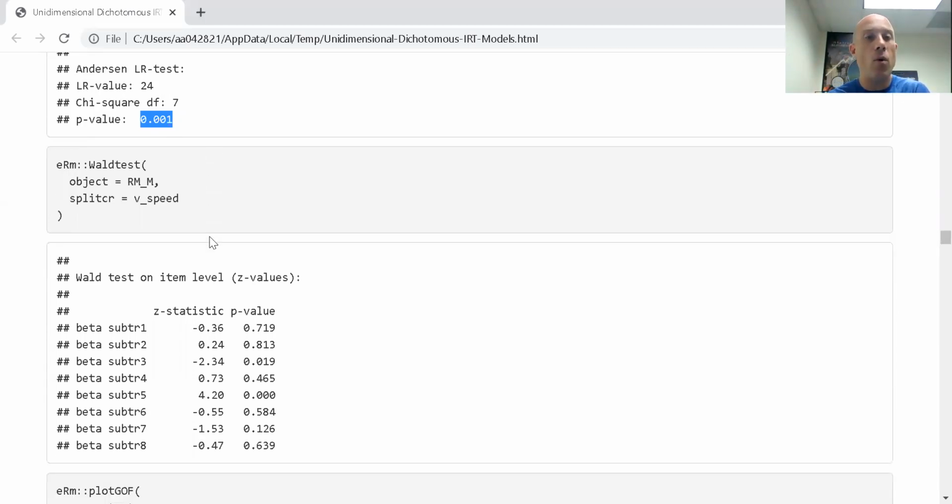So let's go ahead and do a Wald test on the individual easiness difficulty parameters. Here I've got my z statistic, and here I've got my p-values. If I look through, we can see that number 3 and number 5 are statistically significant. So I'm going to start digging in, specifically looking at number 5.